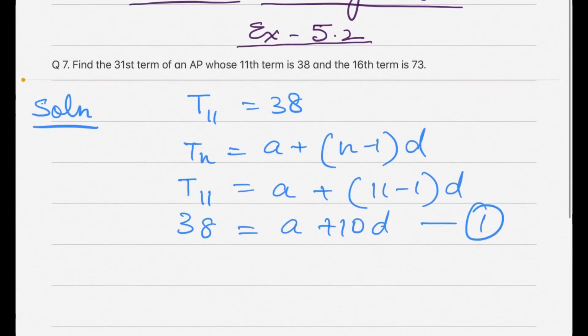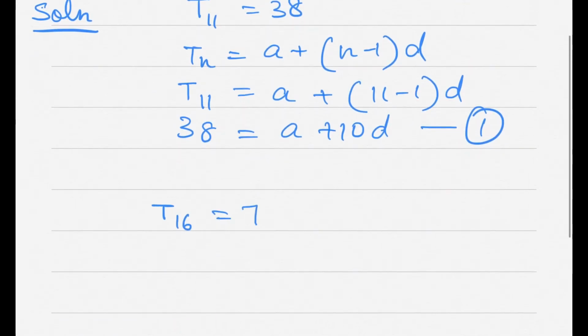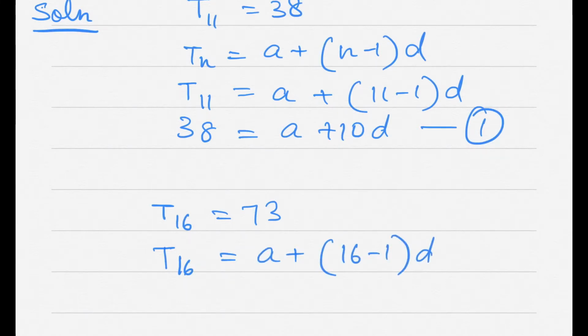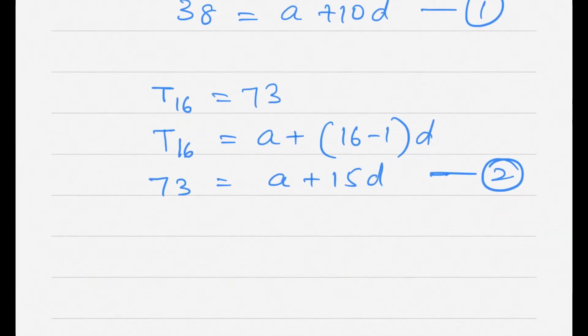So this is my first equation. Then the second thing given to me is the 16th term, T16, which is 73. So now again the same formula I can use. T16 is equal to a plus (16 minus 1) into d. So now this is given to me as 73 is equal to a plus 15d. Right, this is my second equation. So I have got two equations. Now I have to solve simultaneously, or I can say linear equations in two variables.